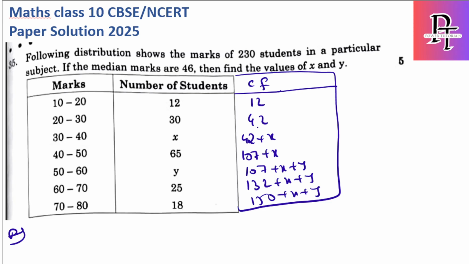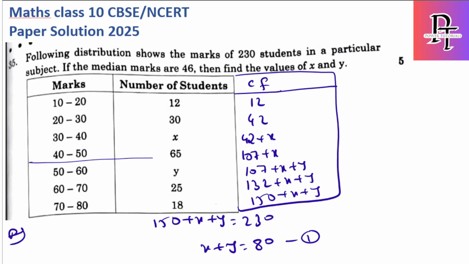As I mentioned, the total is 230. So 150 plus x plus y is equal to 230. So x plus y, I got the value as 80. Keep it as 1. What they have mentioned is median is 46. So this is the median class.